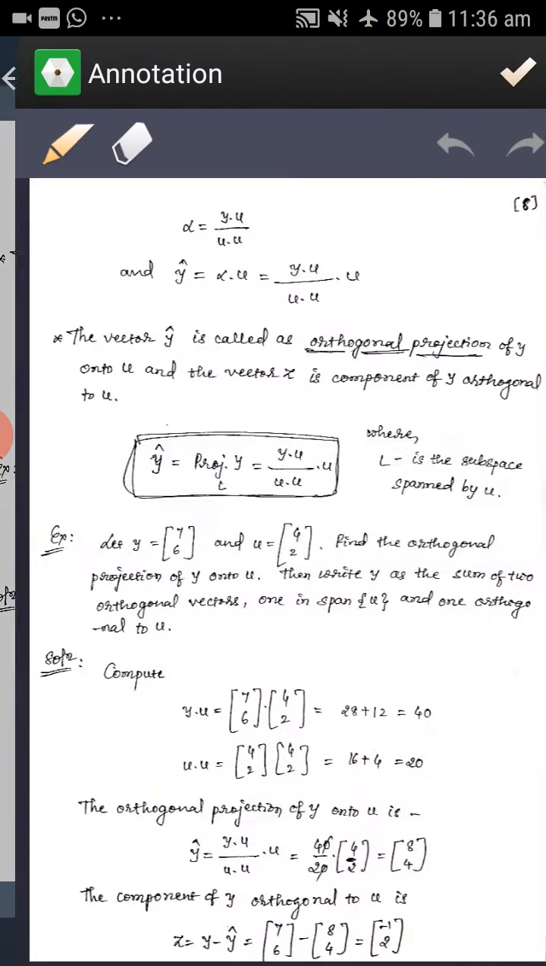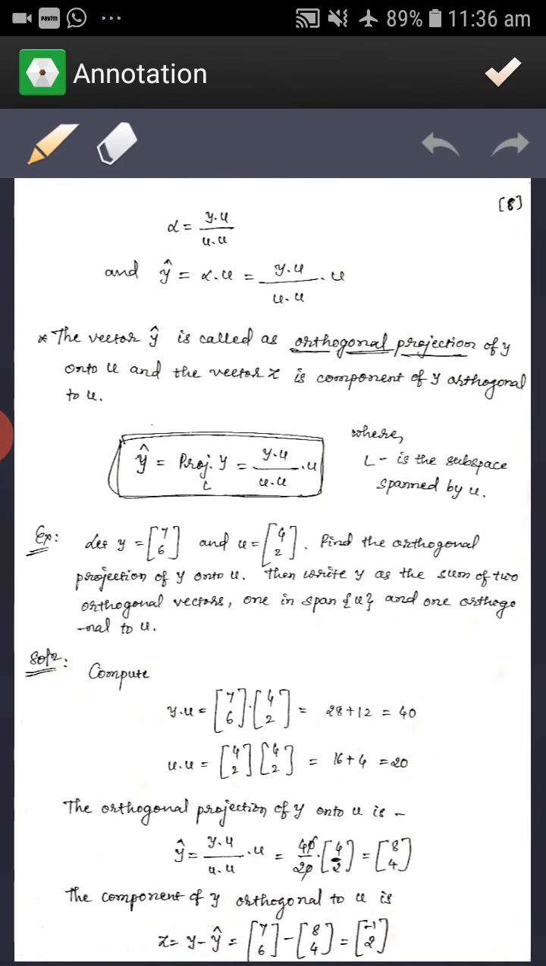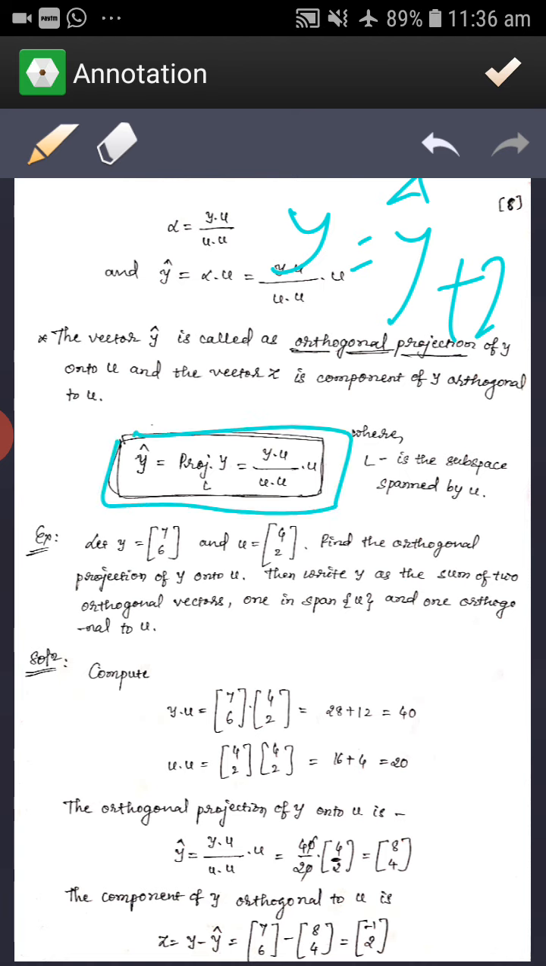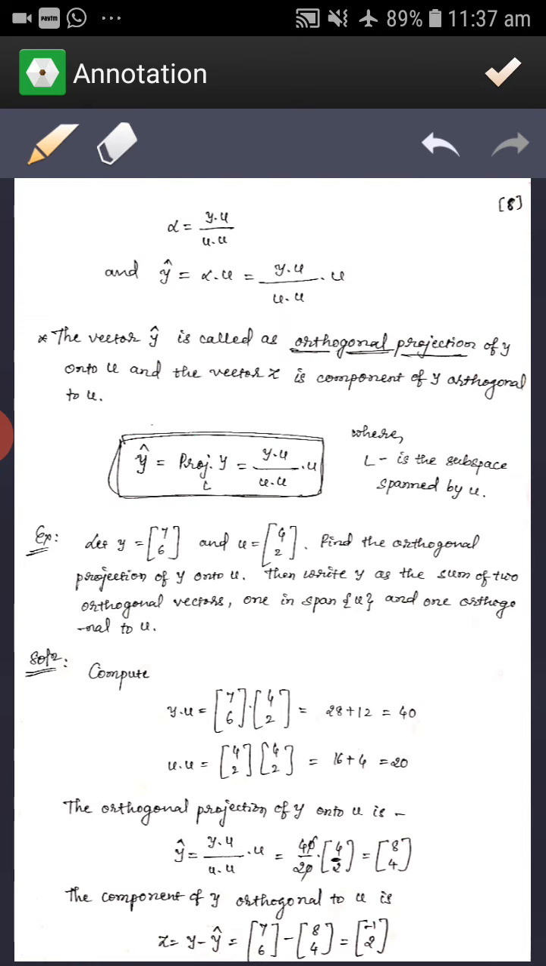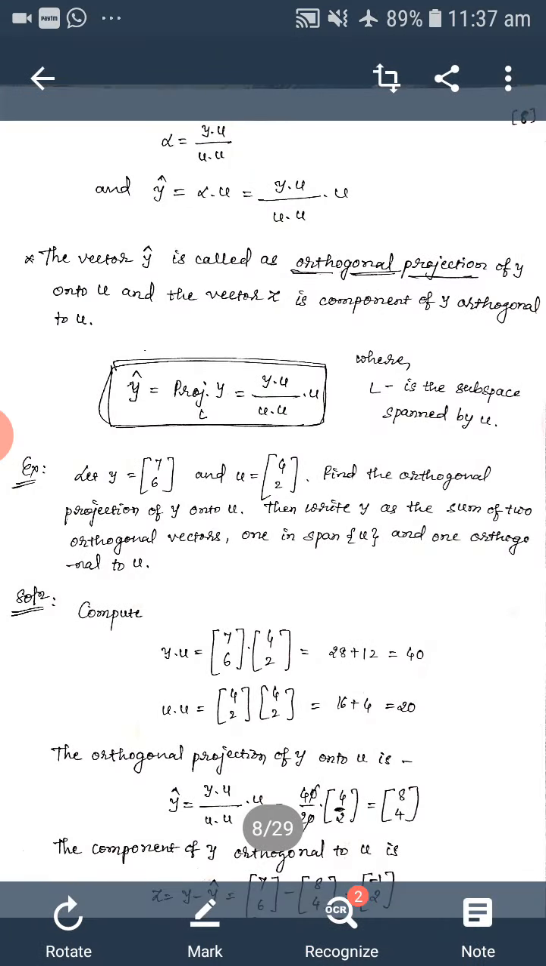So here, y is equal to, as mentioned, y cap plus z. Okay, the y cap we can calculate. The vector y cap is called the orthogonal projection of y onto u. That is y dot u divided by u dot u into u. Okay, we have seen the same problem in the previous discussion.